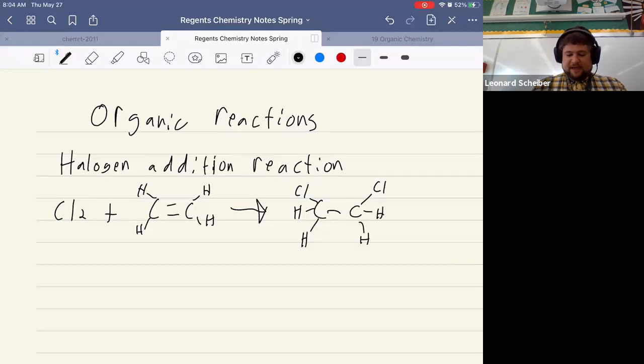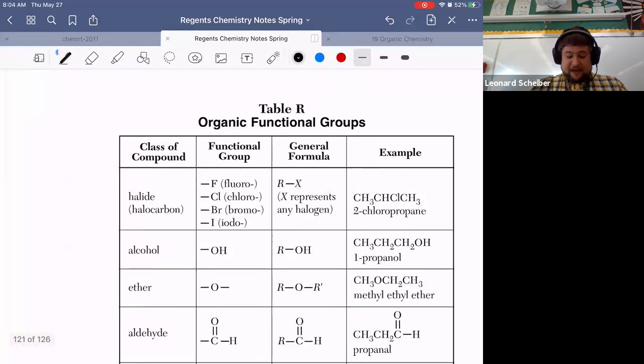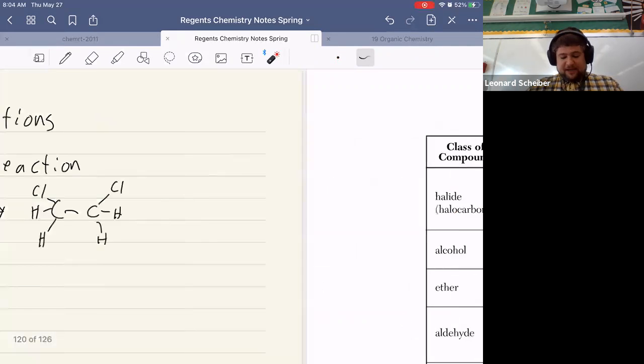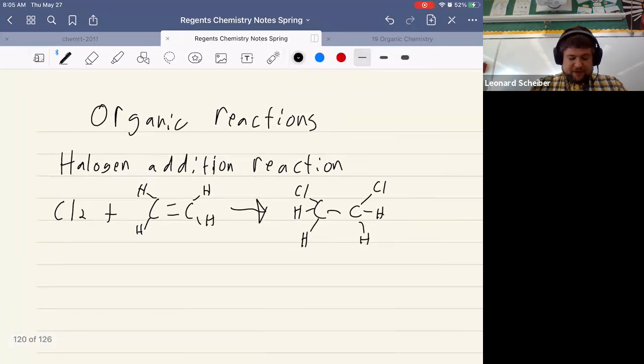We can tell this is a halocarbon or a halide because, as we see, it has two of these halides. As long as it has one, it's a halocarbon. So for this, we have a halogen plus, in this specific case, an alkene, and this creates a halide or a halocarbon.